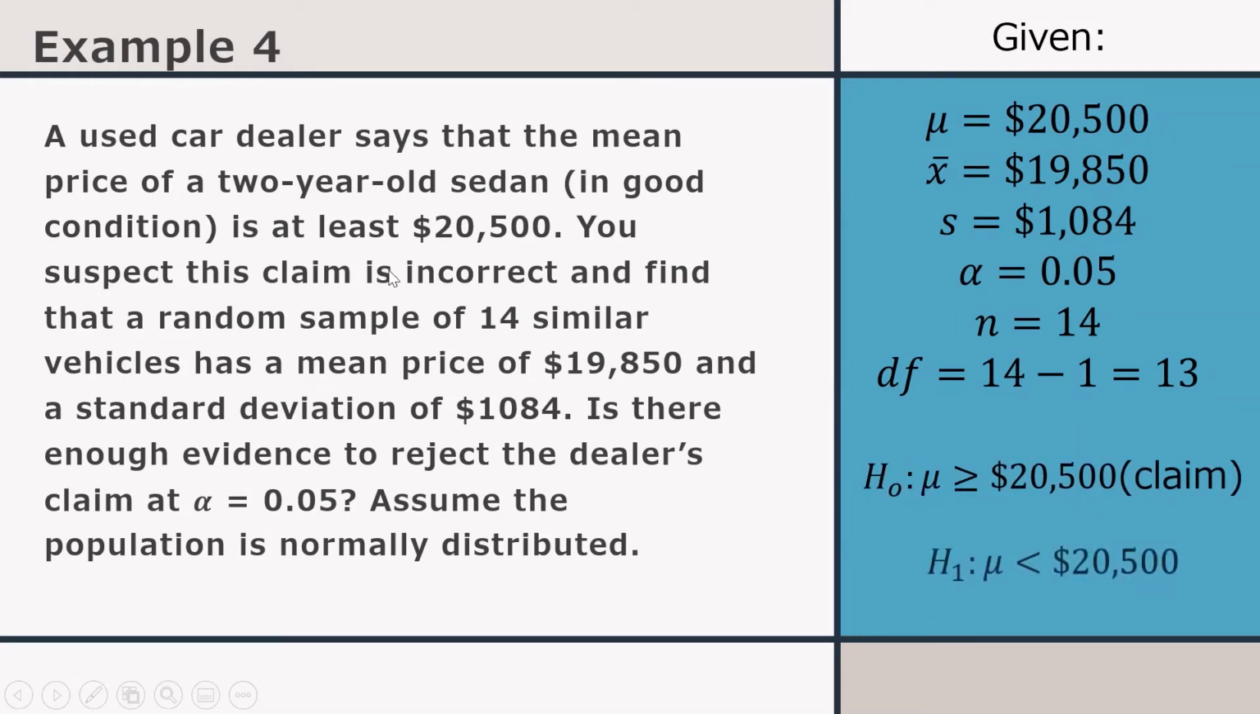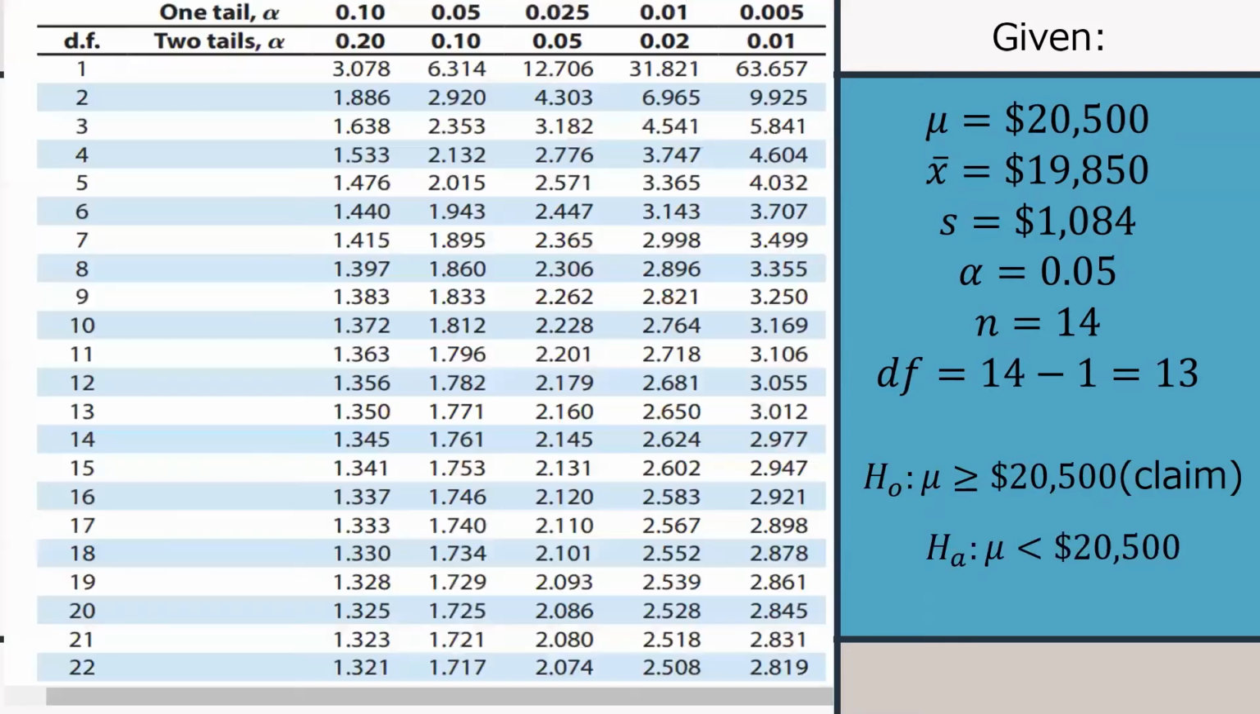And the alternative hypothesis is less than $20,500, which is just the complement of the null hypothesis. I actually have a video about stating the null and alternative hypothesis, so it can help you with stating your hypothesis. I'm just going to put the link in the description box below. Now let us identify the critical value.